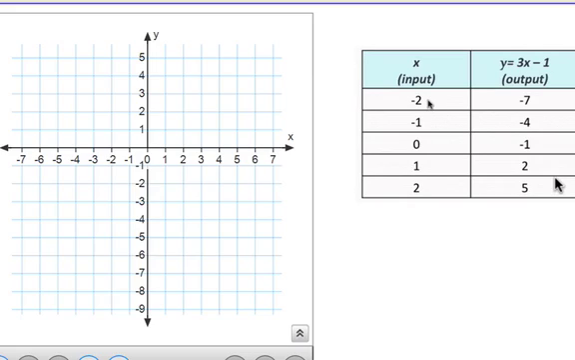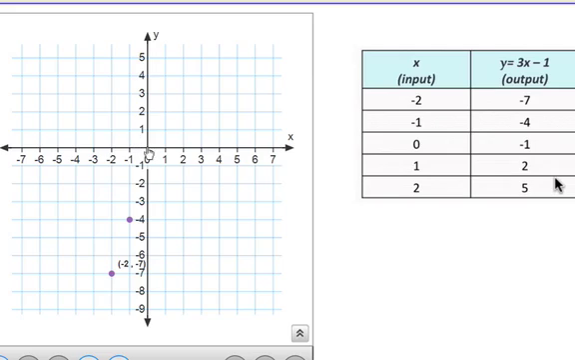So we're going to graph this linear equation, and our first coordinates are -2, -7. So we go to -2 for x and down to -7 for y, and we can plot a point. So there's -2, -7. We're going to plot a point at -1 and -4 next. And then our next coordinates are 0, -1.